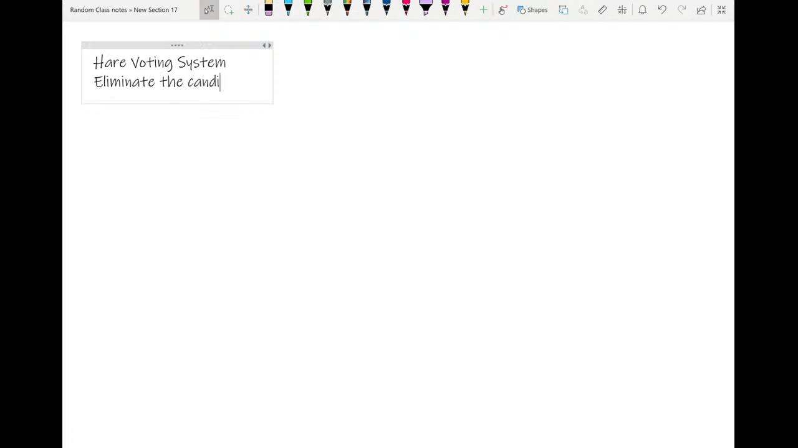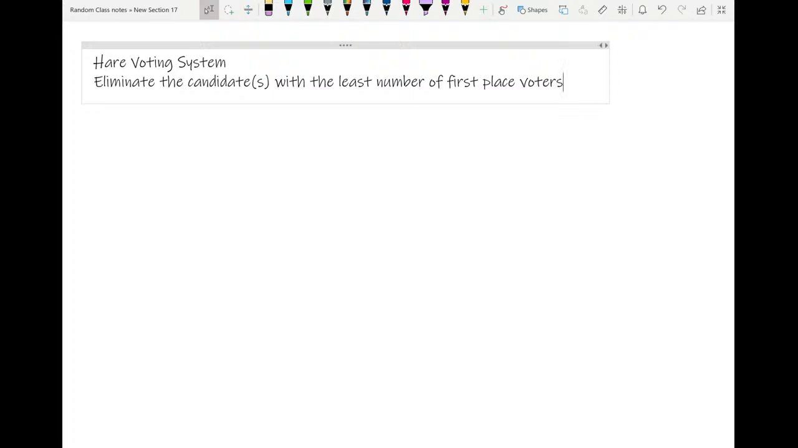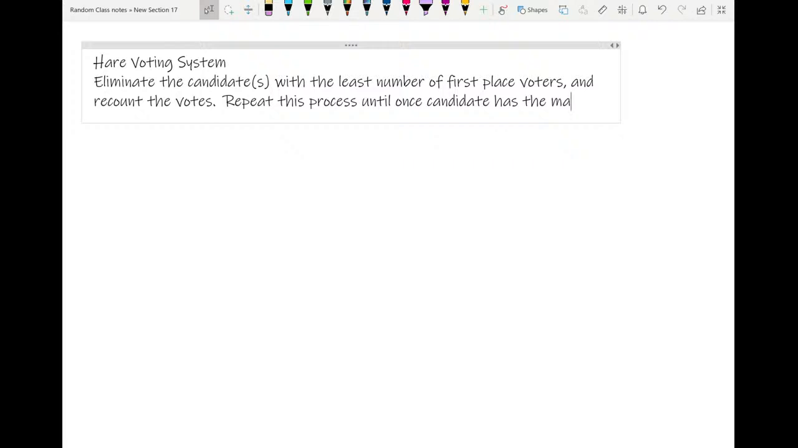Eliminate the candidates with the least number of first place votes and recount the votes. Repeat this process until one candidate has the majority of the first place votes.